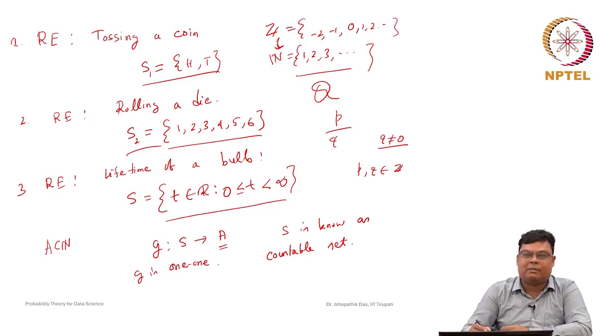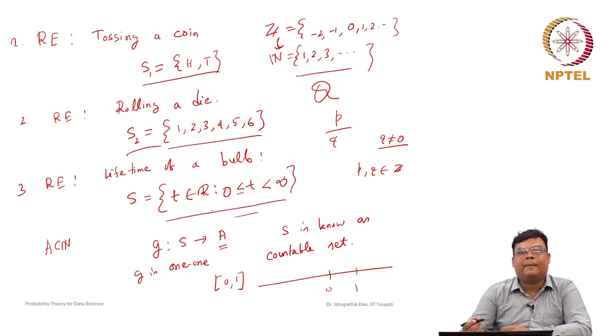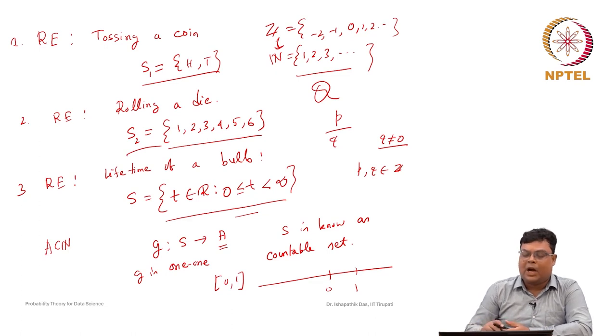For example, the set of real numbers. A real number is nothing but the rationals union all the irrational numbers. Even if you consider the interval 0 to 1, all the points on the real line between 0 and 1, this is an uncountable set. 0 to infinity is also an uncountable set. So the sample space may be a finite set, it may be countably infinite, or it may be uncountably infinite. So this is the sample space.